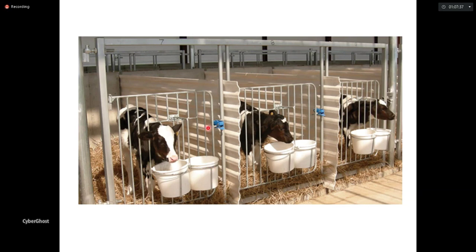So this is how an individual pen looks like. They are separately kept in individual cages with very good bedding material and no contamination or touch with other animals. Individually, we can easily observe them for their health, growth, or any other parameters, right?